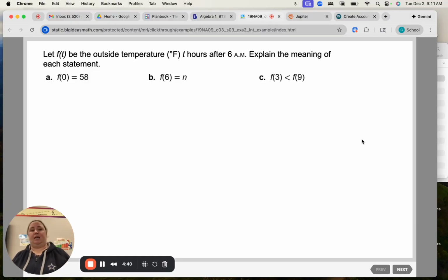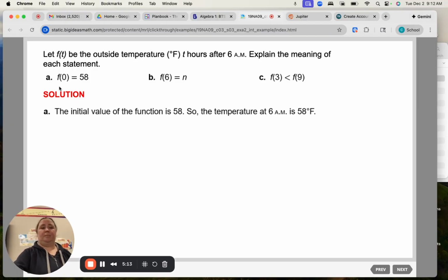It says, let F of t be the outside temperature in degrees Fahrenheit t hours after 6 a.m. So t is the number of hours after 6 a.m. Explain the meaning of each statement. So let's look at this. F of 0 equals 58. If t stands for the number of hours after 6 a.m., for A, how many hours are we after 6 a.m.? 0. So it is currently what? 6 a.m. And what is the temperature? 58 degrees.